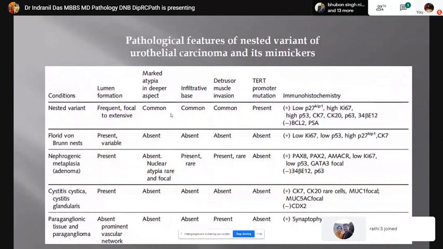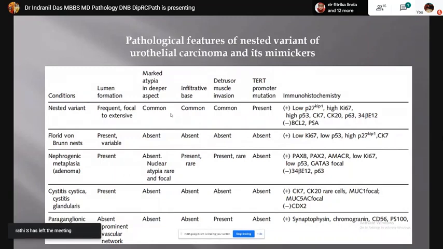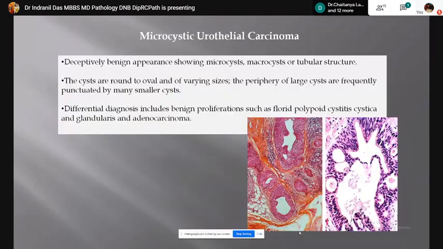Now, what are the mimickers of the nested variant of urothelial carcinoma? That is Von Brunn nest, nephrogenic metaplasia, cystitis cystica or glandularis, and paraganglioma of urinary bladder. The nephrogenic metaplasia usually shows PAX8 positivity, and in florid Von Brunn nest, the Ki67 index is generally low, and the paraganglioma shows positive staining with neuroendocrine markers. Now, microcystic urothelial carcinoma.